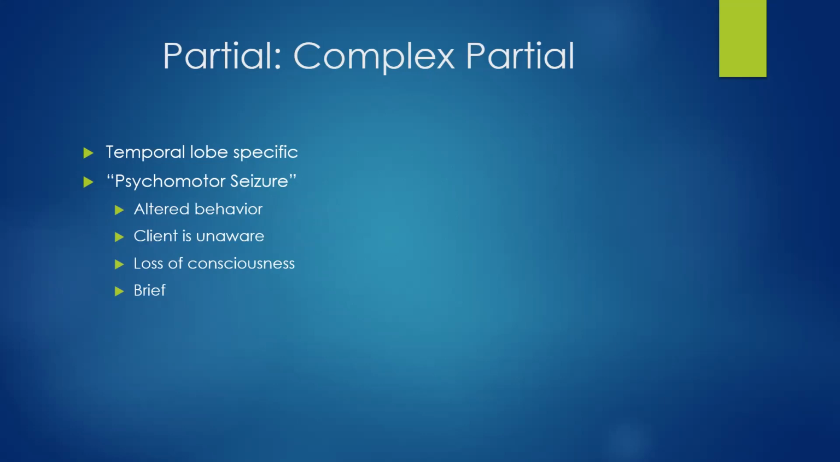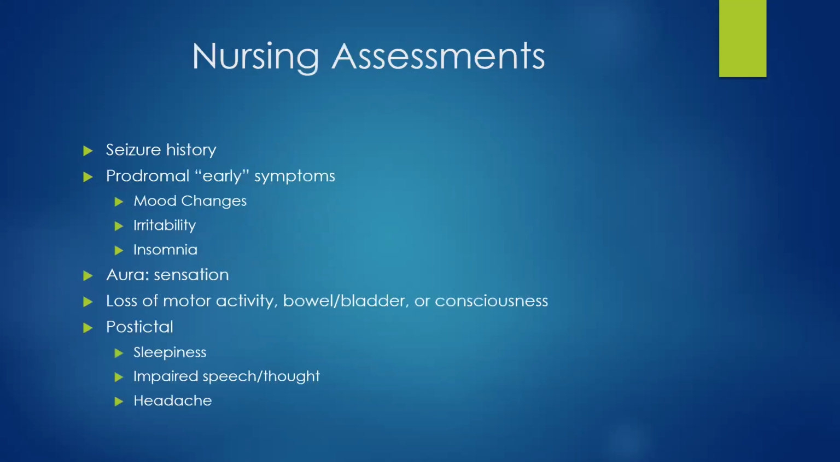This patient has what's called a psychomotor seizure. And basically what happens is their behavior completely changes. The client is unaware, they have a loss of consciousness, but it is their behavior. So it's a psychomotor seizure, a behavioral seizure, and usually is very brief. Let's talk about our nursing assessments before we move into our priorities and then wrap this up.